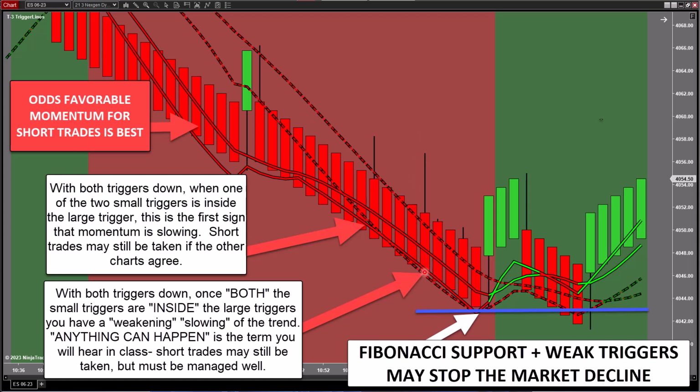That's our weakening look, but where we're going to start to introduce the next concept is when we have Fibonacci support. So weakening is okay until you get to Fibonacci support. Once you have weak triggers at Fibonacci support, that's where the market generally will stop its decline and start to go back the other way.